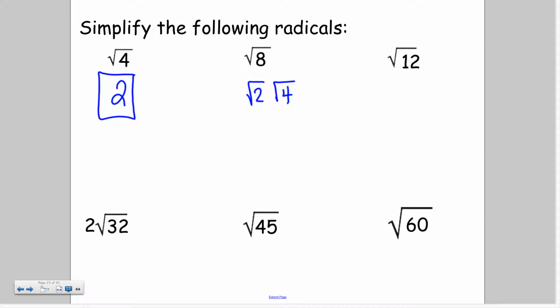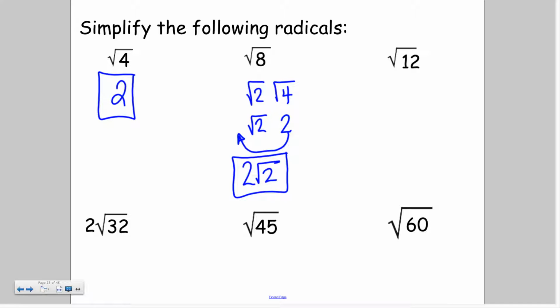So that's why I can split them up like that. Well, 4 is a perfect square, so that can be simplified to 2. And the square root of 2 is going to have to stay because it's not a perfect square. All right? Now, when you get ready to write this as an answer, though, the 2, the whole number, has to be up front. So I'm going to have 2 square roots of 2 as my final answer.